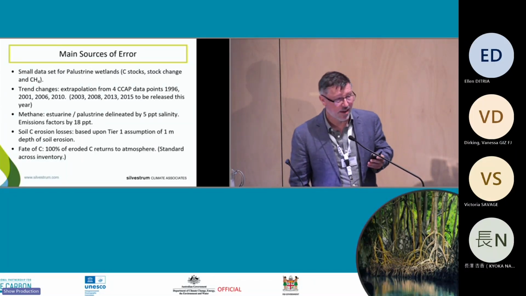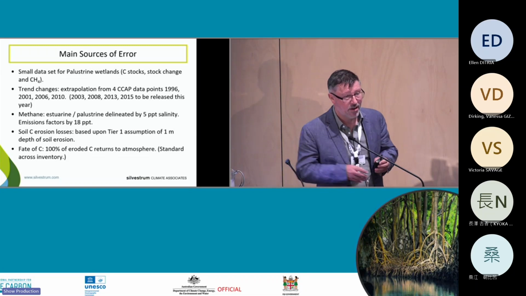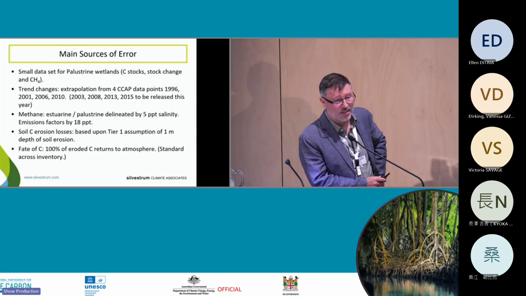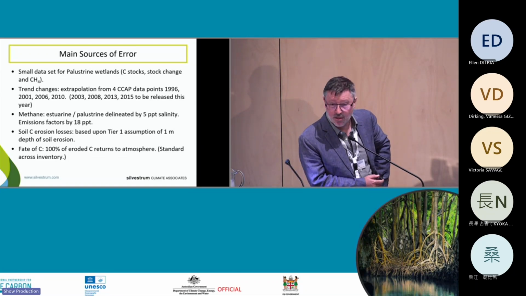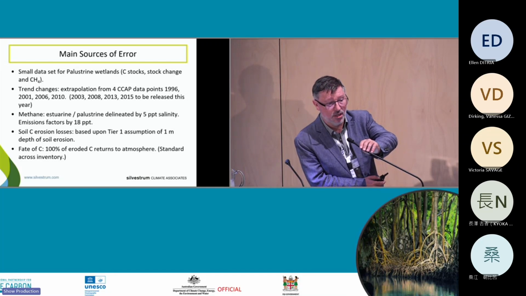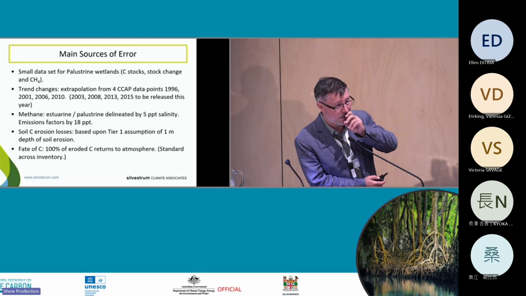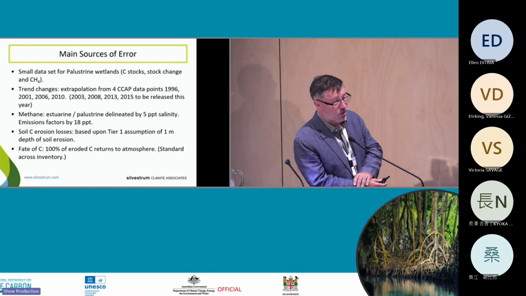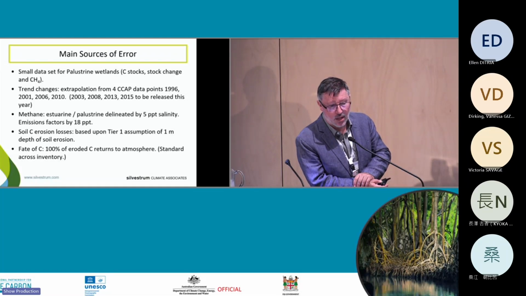What are our main sources of error? Our main source of error is in calculating methane emissions across the salinity gradient. And that's something we're going to be working on improving this year. We have some great data sets now coming out of NASA and also coming out of NOAA to help with both the mapping of wetlands and also calculating methane emissions across estuaries.